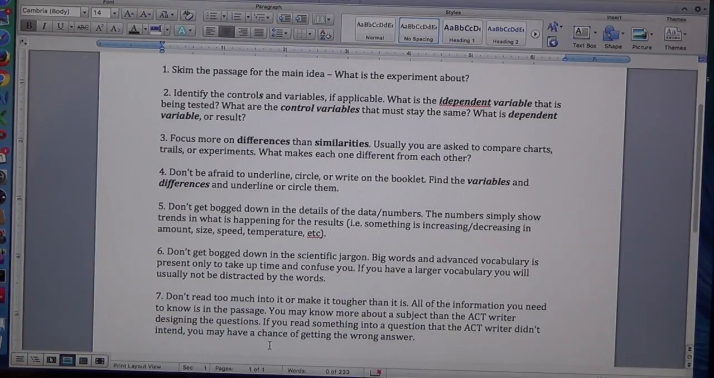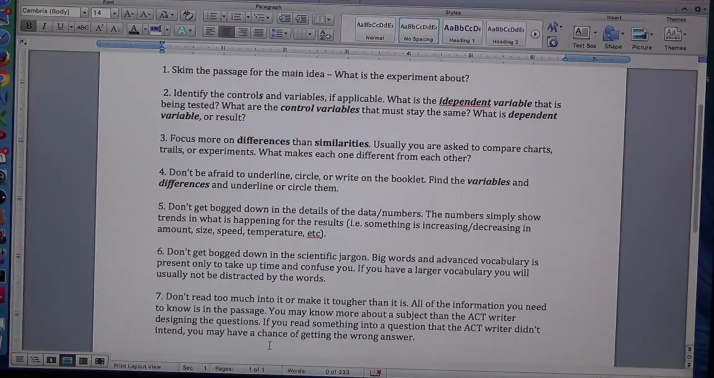Don't get bogged down with the details. Don't get bogged down with all of the scientific jargon. They're going to pick words and experiments that will try to confuse you. It has nothing to do with big words. It has everything to do with just the numbers. As long as you're looking in the right place, the right chart, at the right time, you're going to be successful.